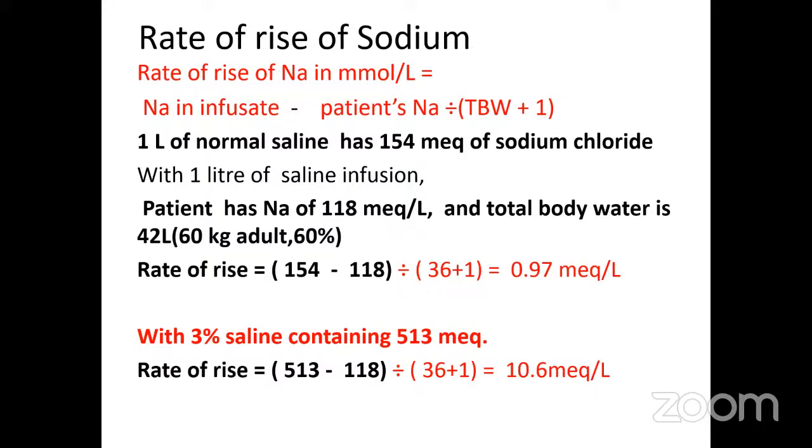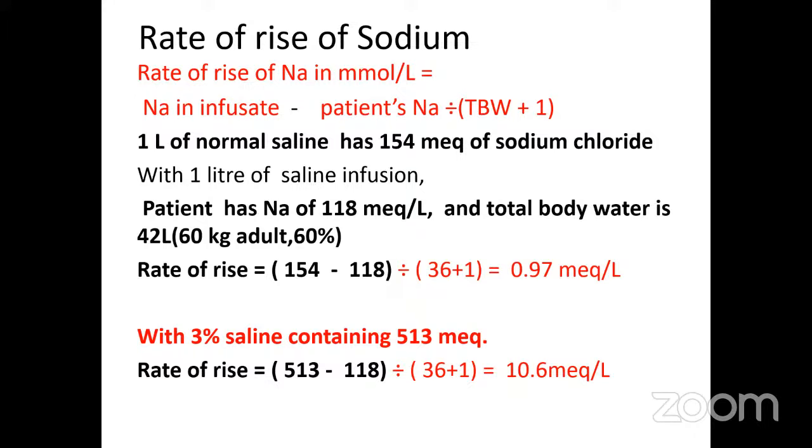So we know that the patient can go only up to 5 milliequivalents, maximum 6 milliequivalents per liter. So we can find out how much of normal saline can be given in a patient with hypovolemia. If the same patient receives 3% saline, it will be 513 minus 118 divided by 37. So the sodium would go up by 10.6 milliequivalents.